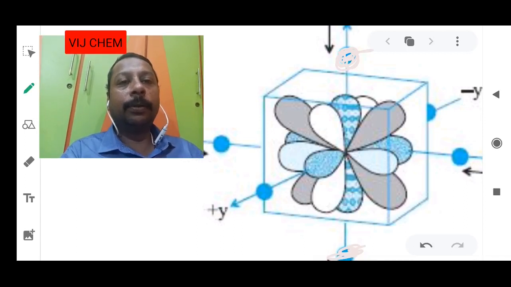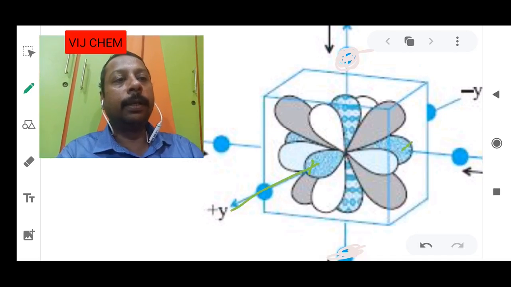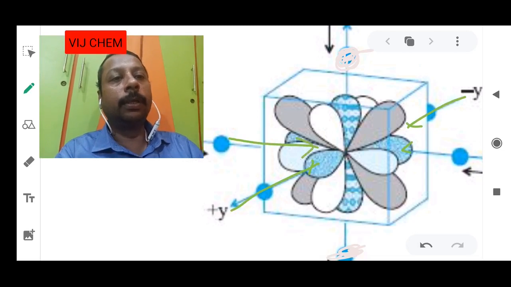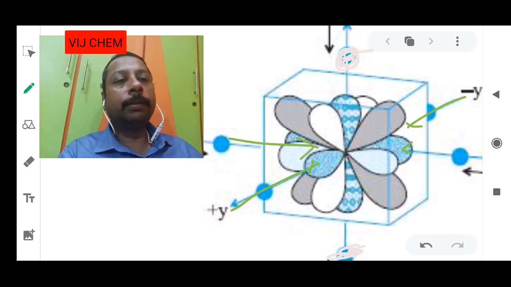D square planar complex. How many ligands will be coming? Total 4 ligands. Okay, square planar. See, this is one ligand, this is another ligand, this is the third ligand, this is the fourth ligand. So the most affected orbital is only a single orbital. Who is that? dx square minus y square.